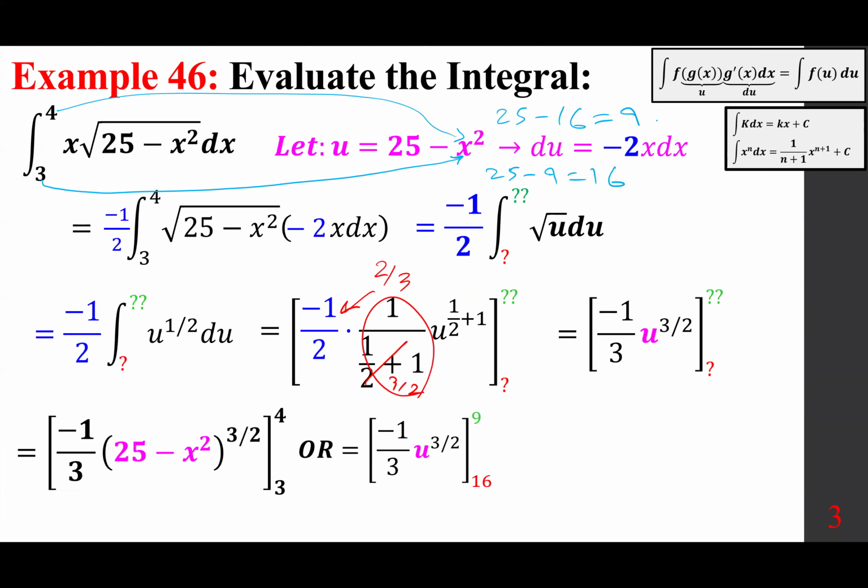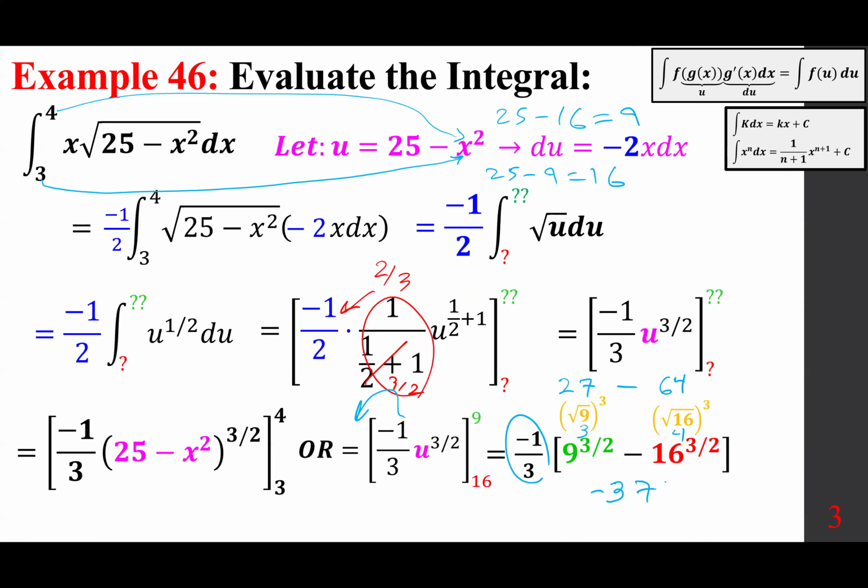Plug in. So I'm going to keep the -1/3 out, plug in 9, plug in 16, evaluate. 9 to the power of 3 halves means square root of 9 cubed, which is 3 cubed, 27. 16 to the power of 3 halves means square root of 16, which is 4, cubed, 64. Their difference is negative 37, with negative 1/3 is positive 37/3.